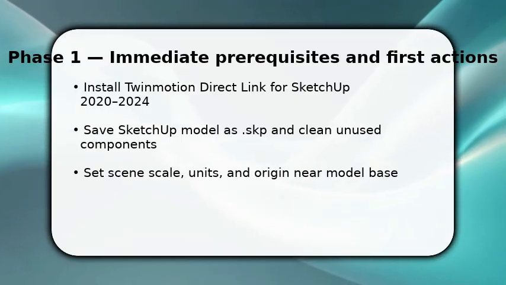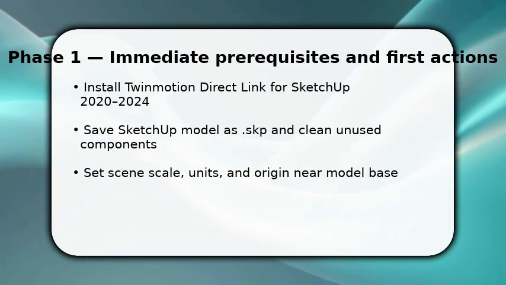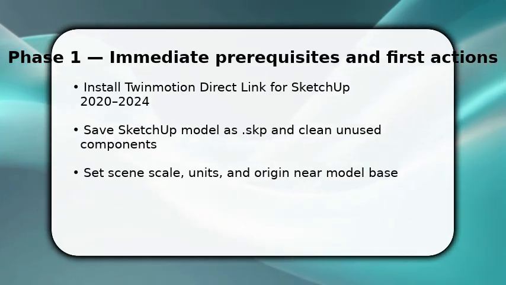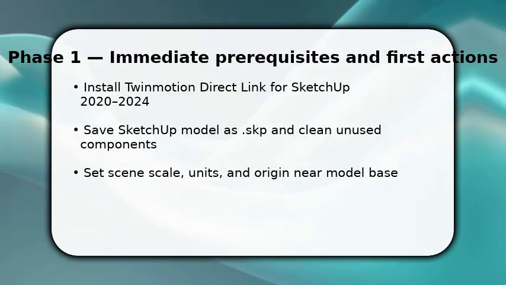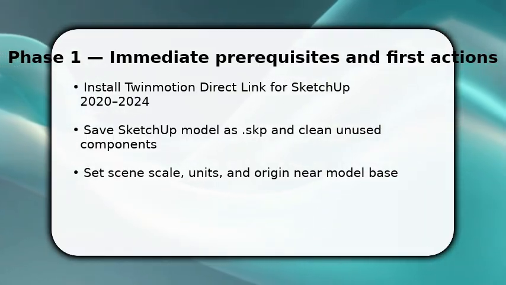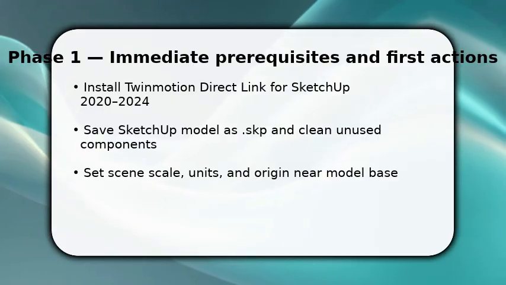You start by ensuring SketchUp and Twinmotion match. Install the Twinmotion Direct Link plugin. This avoids exports. Once installed, open your SketchUp file, purge unused components, and set units and scale to match Twinmotion.